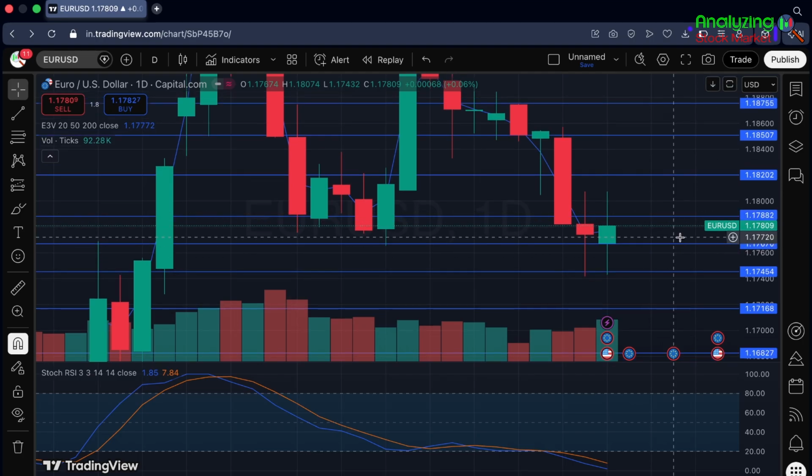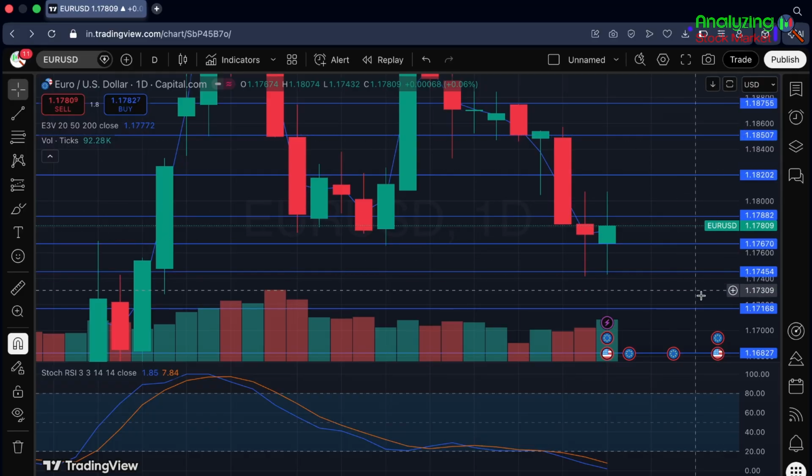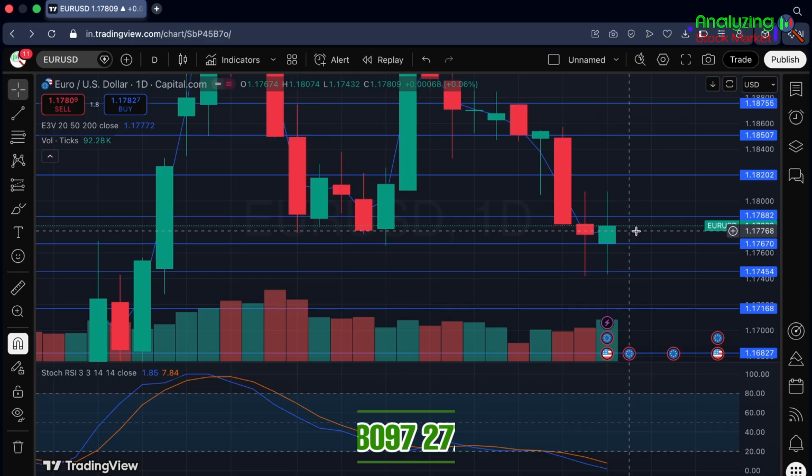So now let's talk about the closing. 1.17809 is the closing. Here the direct support is 1.17670. Direct resistance is 1.17882. After direct support, there is a support of 1.17454 and then 1.17168. After direct resistance, there is a resistance of 1.18202 and then 1.18507. So these are the important support zones and resistance zones which will help you to take better stop loss and target levels for this week.